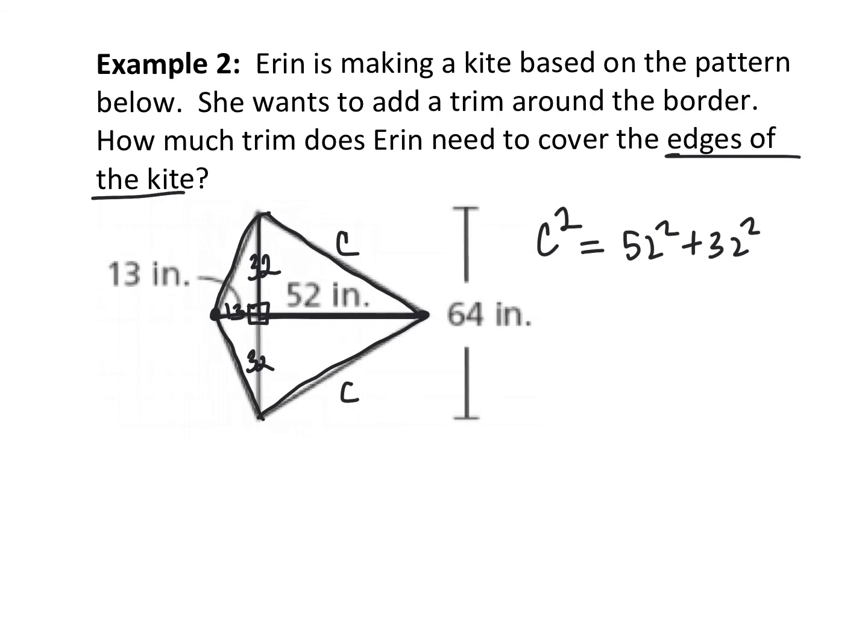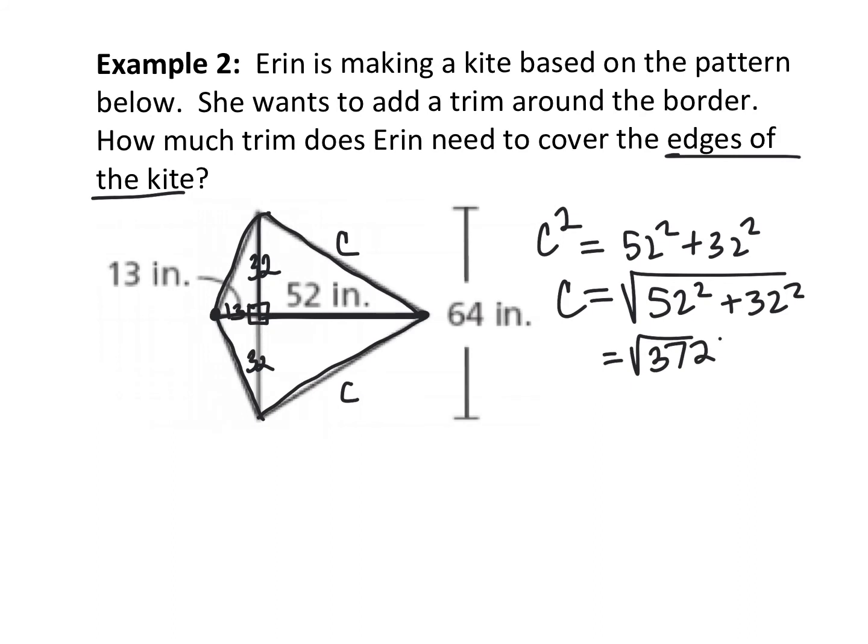So the square root of 52 squared plus 32 squared in the calculator comes up to be the square root of 3,728, which is approximately 61.057. Okay, so that's that side and this side. So we have two of those. So my trim, we'll come to that in a minute.